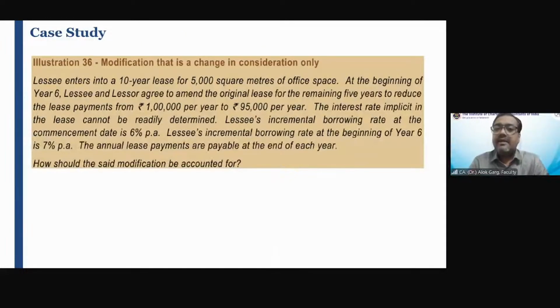Illustration number 36. So friends, so far we have only covered what we covered in the last class. Now I'm going to cover the new concept, the new illustration in today's class. If you have any doubt, any question, I'm happy to answer. Then I will start my today's agenda.